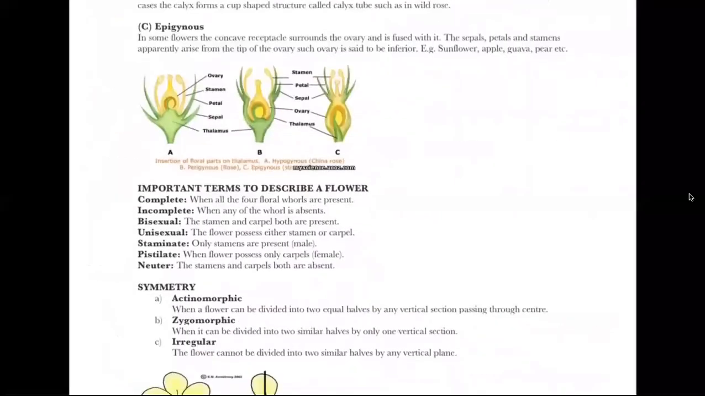Now important terms to describe a flower: complete flower when all flower whorls are present; incomplete flower when any one of the whorls is absent; bisexual, the stamen and carpels are both present; unisexual is when the flower possesses stamen or the carpel, stamen being the male and carpel being the female; staminate, that is only stamens are present; pistillate means only female is present; neuter is when nothing is present. Okay?